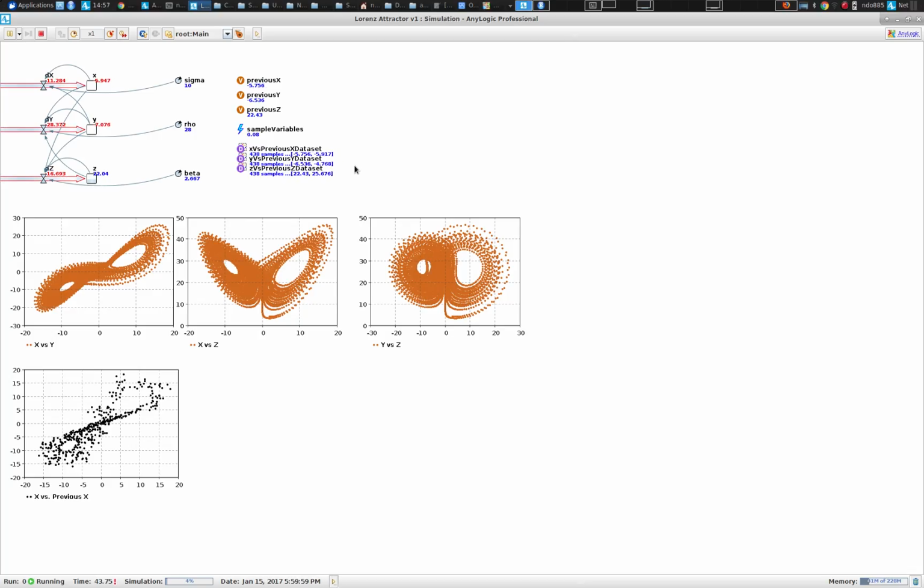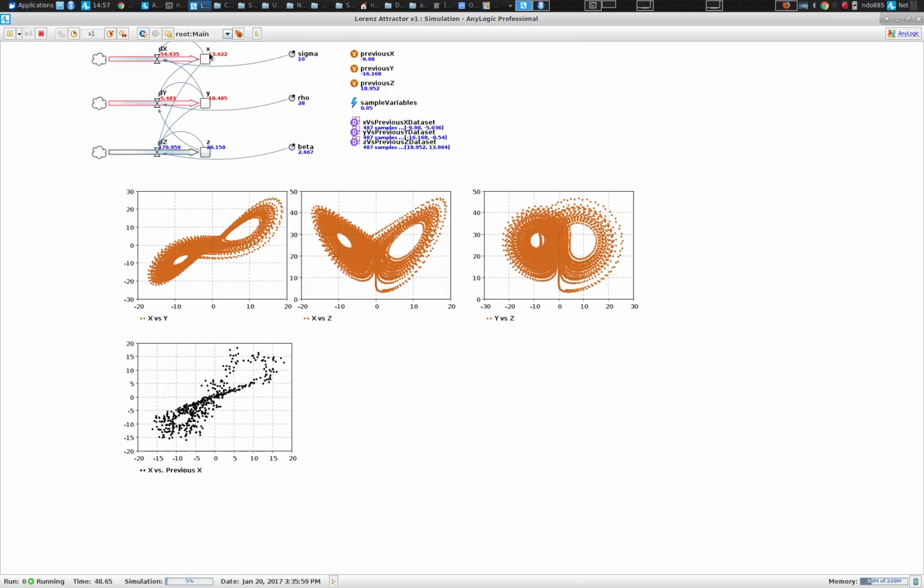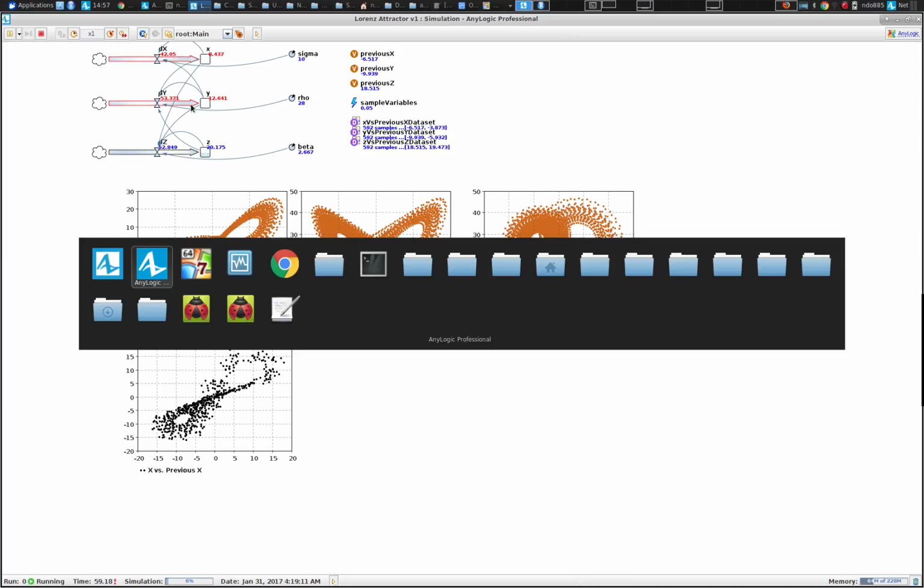So here what we have is a depiction of 3 stocks. And this model came out of work by Edward Lorenz at MIT on atmospheric modeling. And these X, Y, and Z represent levels of the atmosphere or components of the atmosphere. And the equations are fairly simple, but they are nonlinear.